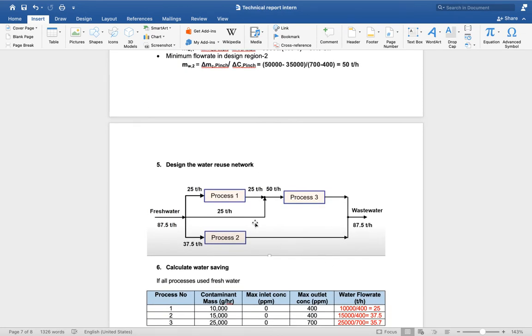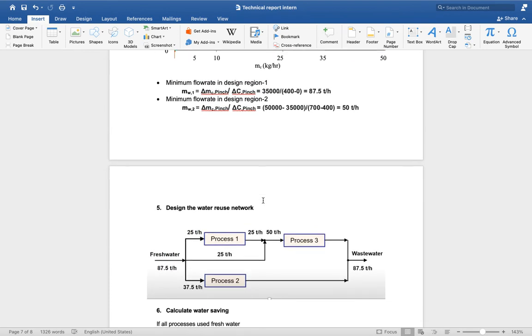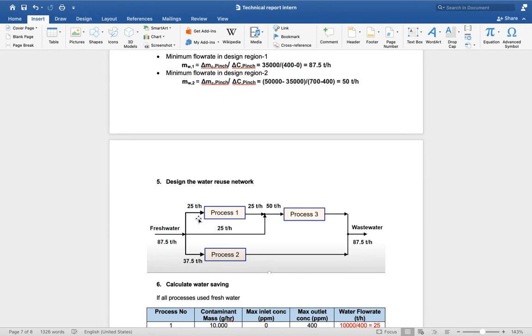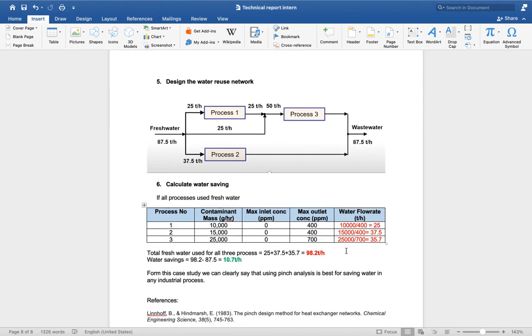After calculating all these, we just have to do a flow sheet for how the water is going through the three processes. For process 1, the water will be 25 tons per hour, and for process 2 it will be 37 point, and we are sending the 25 tons per hour to the process stage. Combining these three processes, the wastewater will be 87.5.